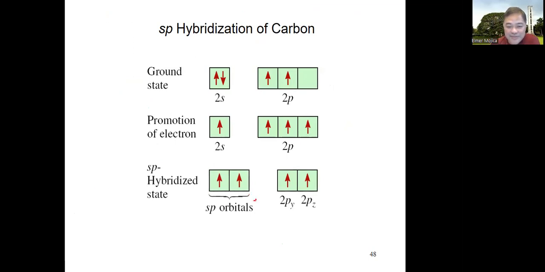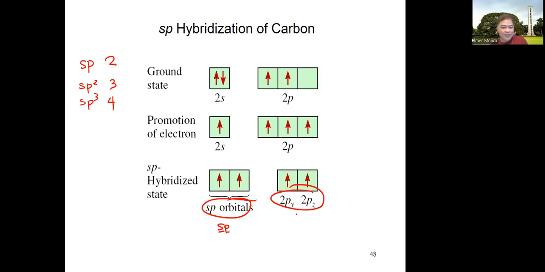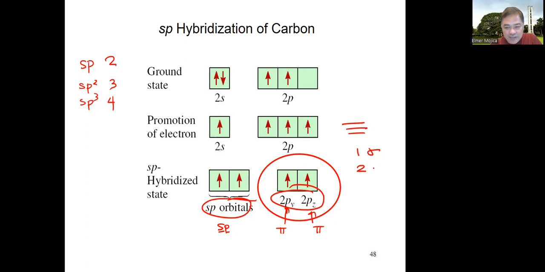So you have here an sp orbital kasi dalawang orbital lang yung na-hybridize, isang s, isang p. So see the name here? So when you have sp, how many orbitals are hybridized? Two. So here it's three and here that's four. So that means if there's two orbitals there that hybridized, meron kang dalawang orbitals na hindi na-hybridize. So ano mangyayari dyan? Magpo-form sila ng isang pi para sa p na to at another pi doon sa isa pang. So kapag meron kang triple bond, may isa kang sigma at dalawang pi.